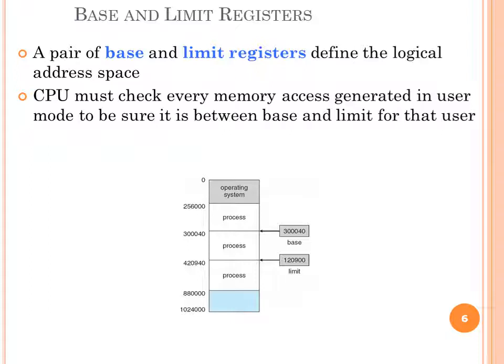As shown in the figure, the base register represents the process's starting address, like 3,40,040, and the last address where the process ends is 4,20,940, which is known as the limit register. So a pair of base and limit registers together define the logical address space for the particular process.